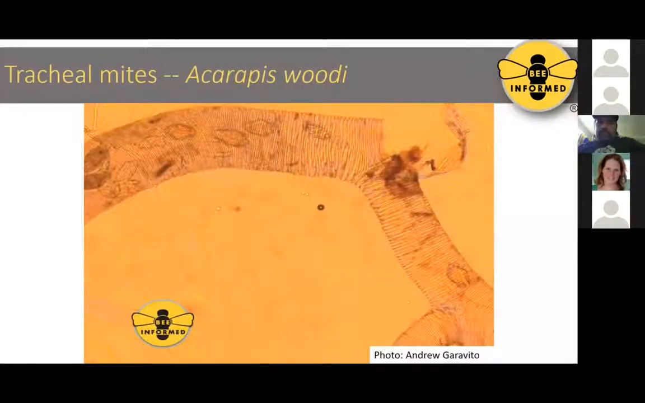Here we have this photo just to kind of see this. This kind of stripy appearing tube is an extracted trachea from an adult honeybee, and these roughly oval, football-shaped darker patches within that trachea, those are the actual mites. So we get a sense we're dealing with something pretty small here.